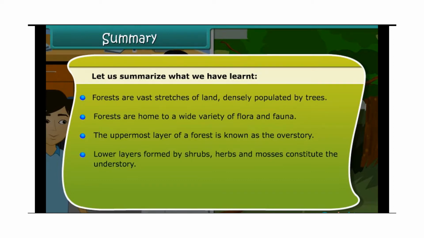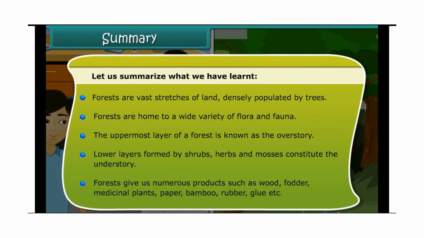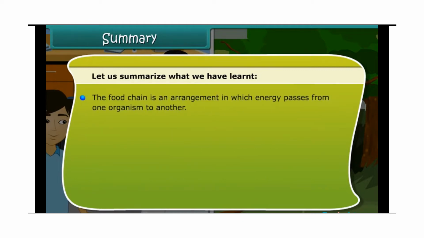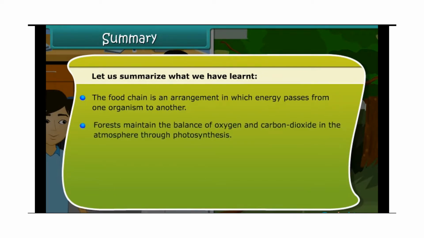Forests give us numerous products such as wood, fodder, medicinal plants, paper, bamboo, rubber, glue, etc. The food chain is an arrangement in which energy passes from one organism to another. Forests maintain the balance of oxygen and carbon dioxide in the atmosphere through photosynthesis.